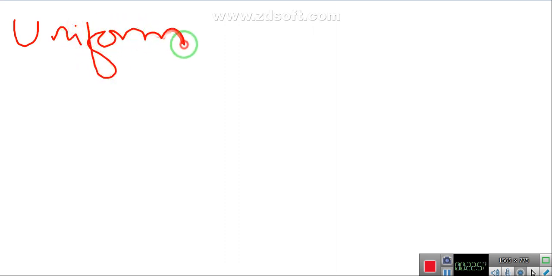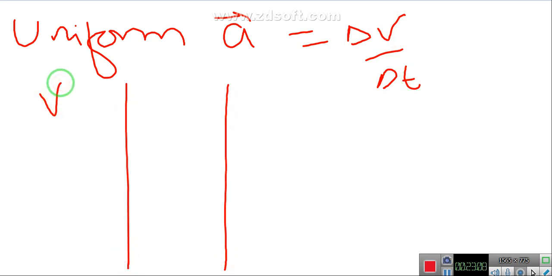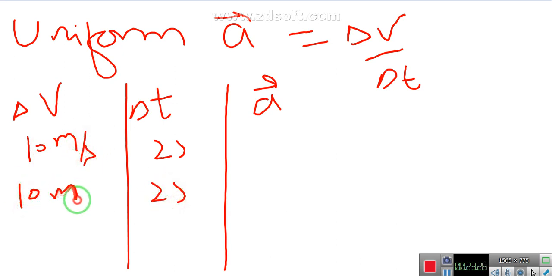Now uniform acceleration. So the same formula will be used and the same concept again will be used. This is your velocity, this is your time, and this is your acceleration. So let's see, in 2 seconds your change in velocity is like 10 meters per second. Then after 2 seconds it will be 10 meters per second again, because the unit of velocity is meter per second.